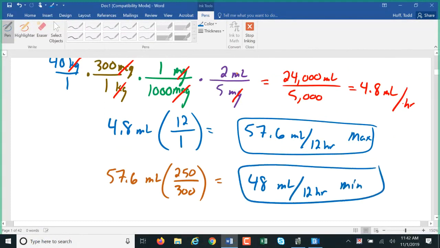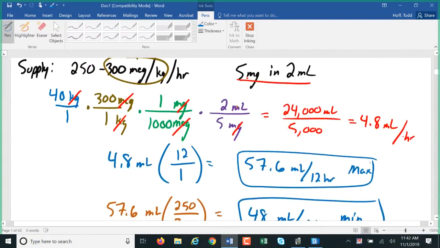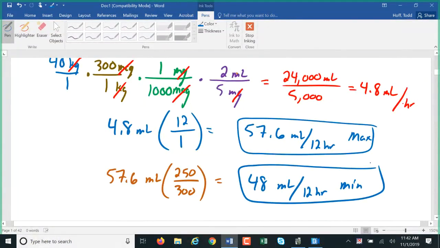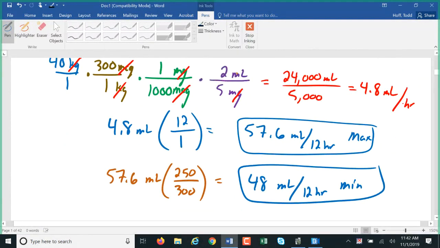So I would really hope that the doctor maybe just misprinted their orders, said twice daily, because obviously 5 milliliters twice daily is way below the recommended minimum. It's not dangerous, just probably not very helpful. Any questions on that one?